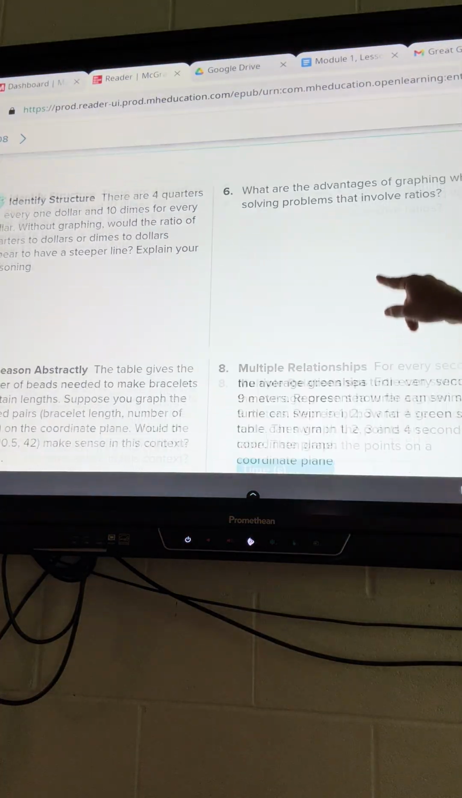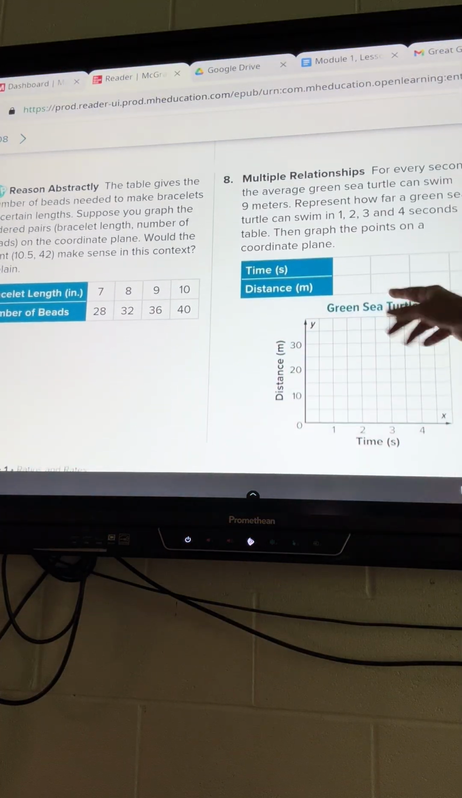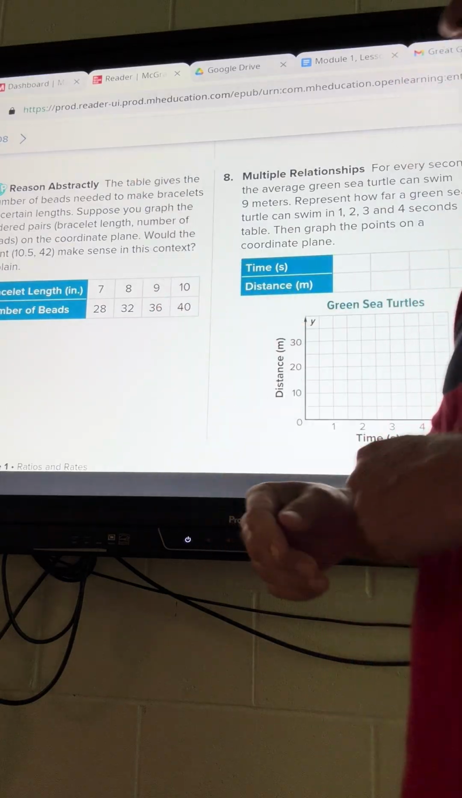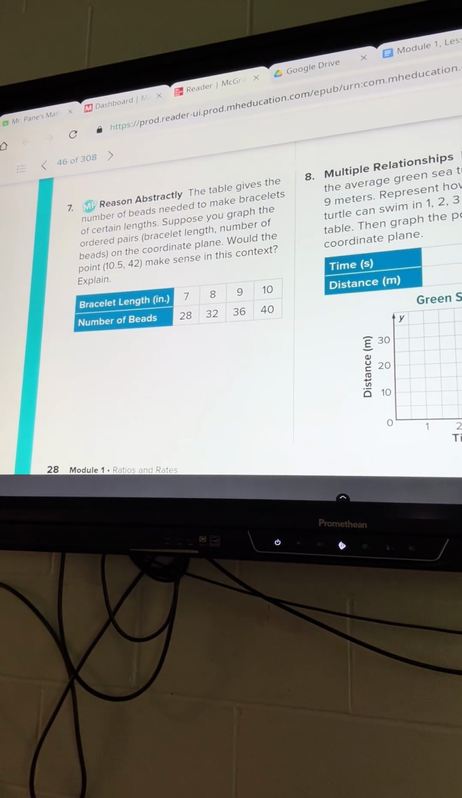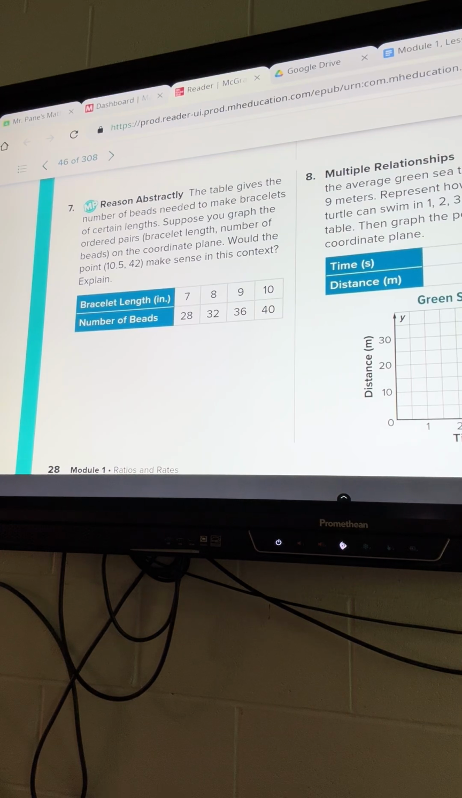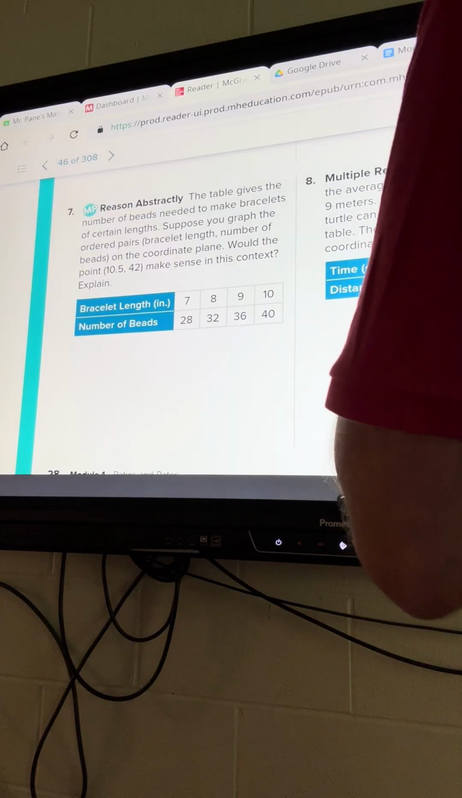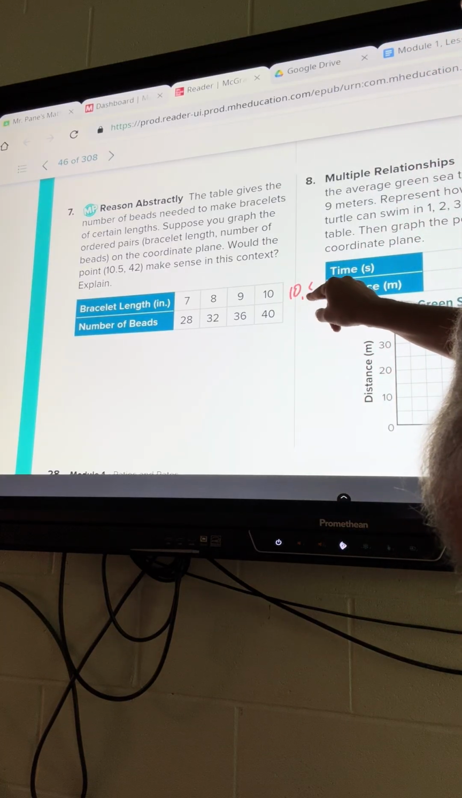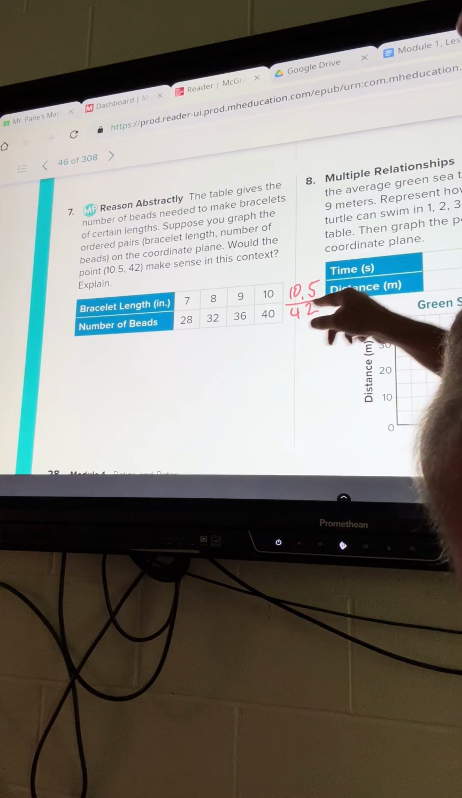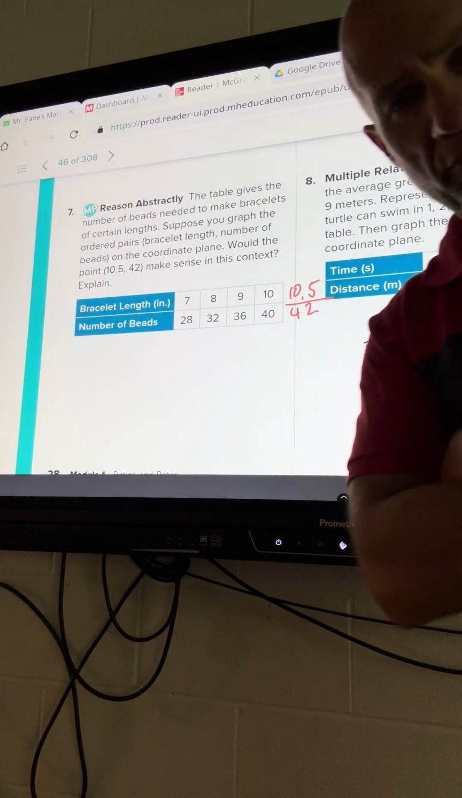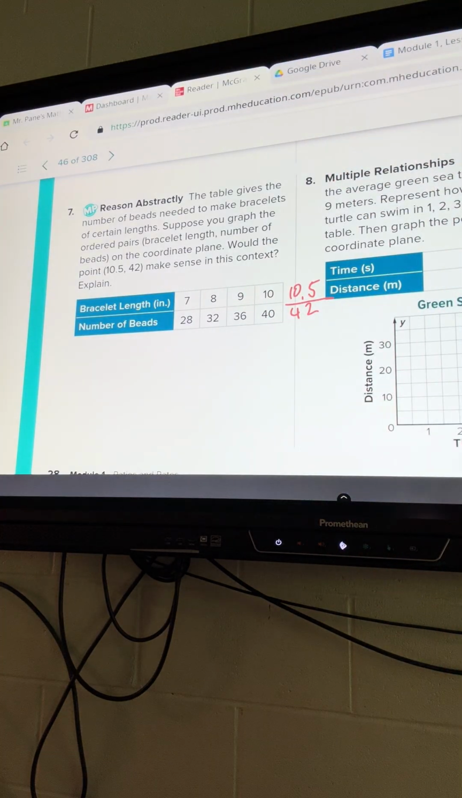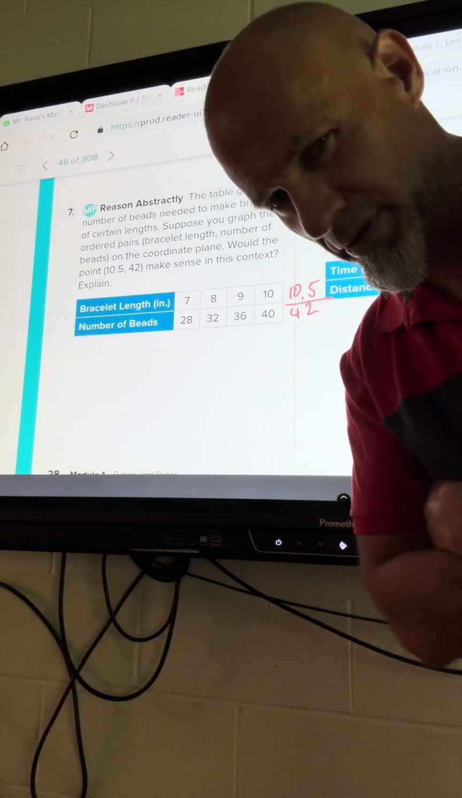And we've got number 7 and 8. So you're going to read through these and do your best here. It says, number 7, the table gives the number of beads needed to make bracelets of certain lengths. Suppose you graph the ordered pairs on the coordinate plane. Would the point 10.5, 42 make sense in this context? Meaning, could you put 10.5 and 42 into this table even, and have it still be an equivalent ratio? Okay, so see if that makes sense. Pretty clear whether or not it makes sense.